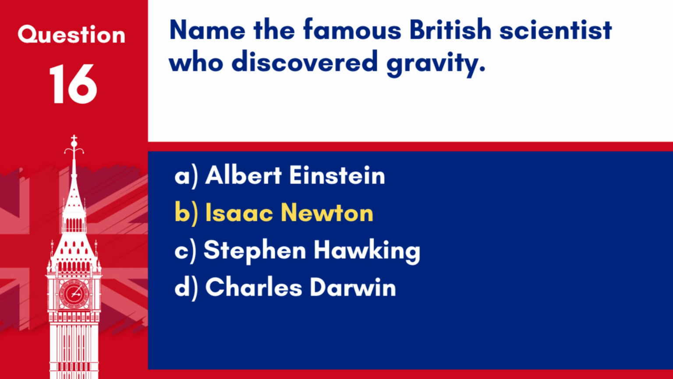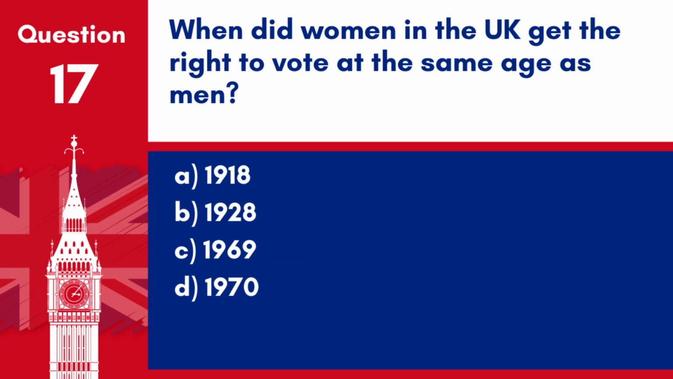Question 17. When did women in the UK get the right to vote at the same age as men? A. 1918. B. 1928. C. 1969. D. 1970. Answer. B. 1928. Women in the UK gained the right to vote at the same age as men in 1928.